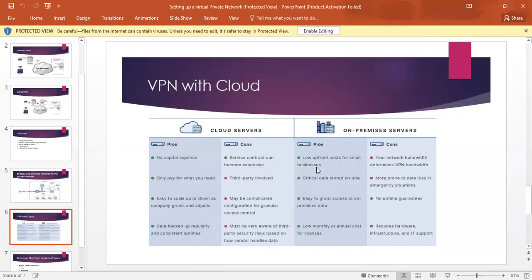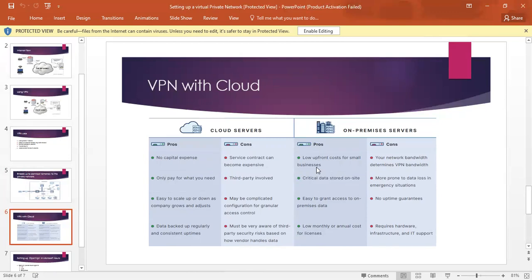And comparing VPN with cloud. Even cloud is somewhat related to VPN, and we do have differences between VPN and cloud. For cloud services, we will be seeing some pros and cons of cloud servers, and on the other side we'll be using the on-premise service called VPN, which also has some pros and cons. We'll have a quick detailed explanation about this. Let me say the pros of cloud servers: no capital expense, only pay for what you need, easy to scale up or down as the company grows and adjusts, data backed up regularly, and consistent uptimes.